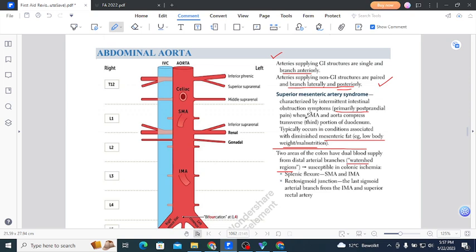For example, primarily postprandial pain when the superior mesenteric artery and aorta compress the transverse portion of the duodenum, typically occurring in conditions associated with diminished mesenteric fat, for example, low body weight or maybe malnutrition. Two areas of colon have dual blood supply.